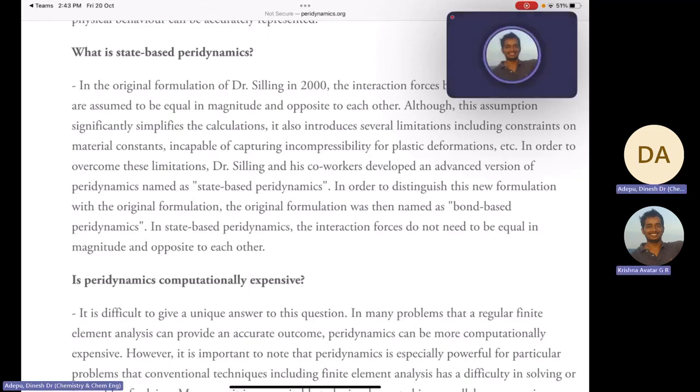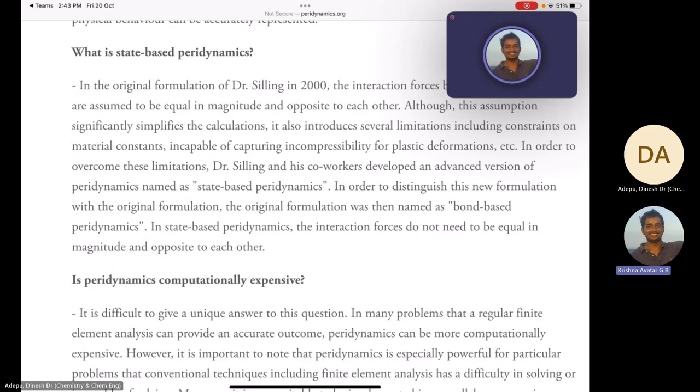Which one is superior? State based is superior because it says forces need not be equal and opposite. So there is no requirement per se. If it is there, it's fine. That's true. But you understood the point, right? What I'm trying to say is that it can handle asymmetricity.